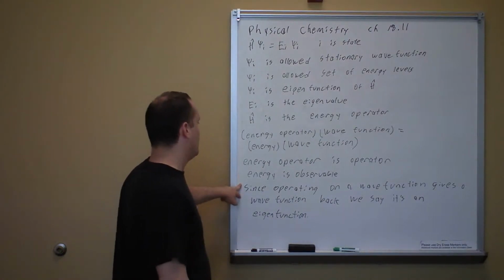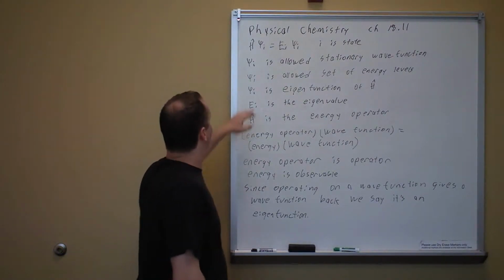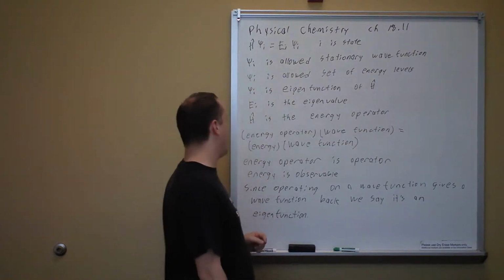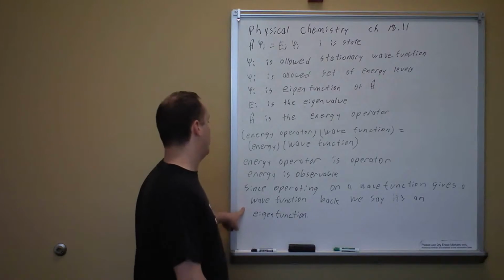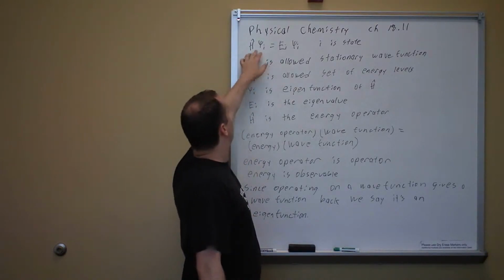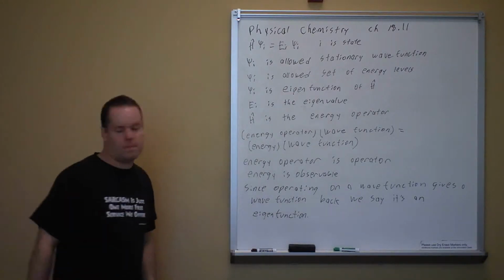Okay, since operating on this wave function gives the same wave function back with a constant, we say that this is an eigenfunction of the Hamiltonian.